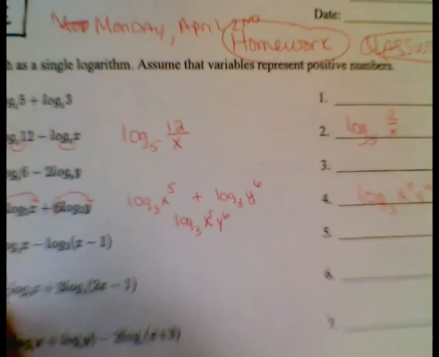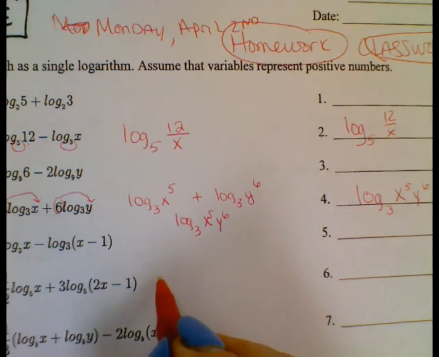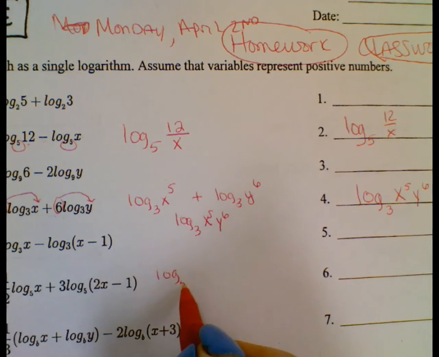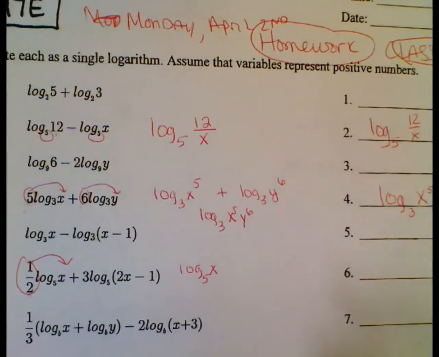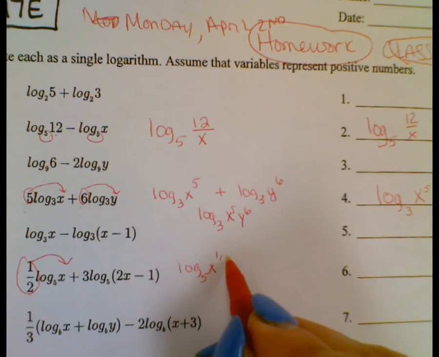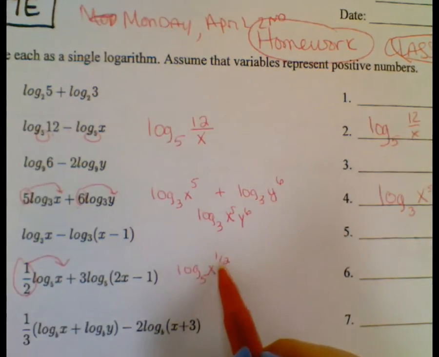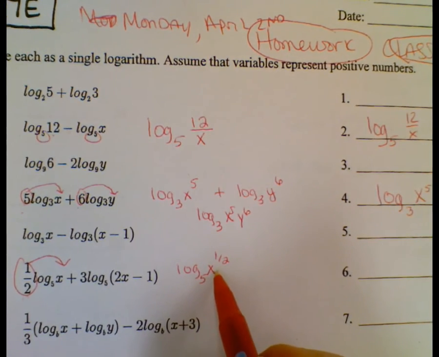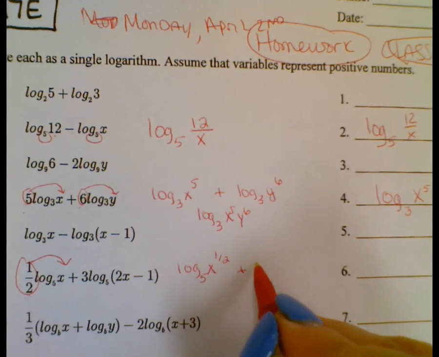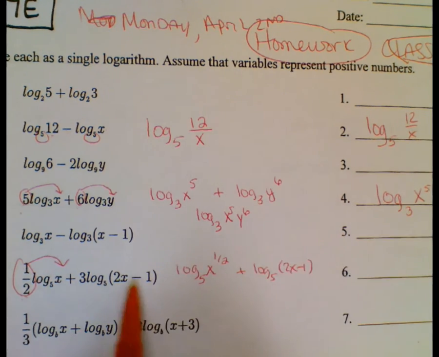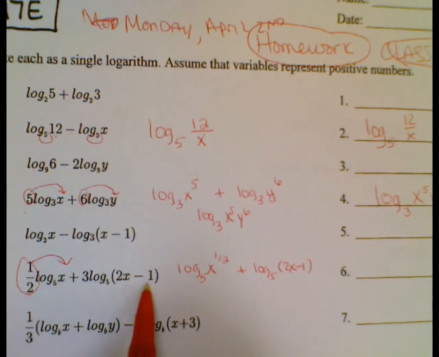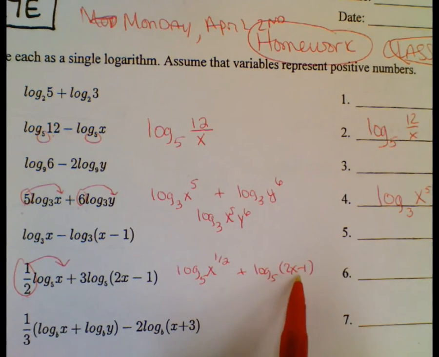Number 6. So do you see we have numbers out front again? So we're going to do this again. So we have log base 5 of x, and then this 1/2 is going to become its exponent. So we're going to have x to the 1/2. But you have to know that if you have x to the 1/2, that's really a square root of x. We're going to do that in the next step. Plus log base 5 of 2x minus 1. Make sure, you see how this is in parentheses? It's in parentheses because it's more than one term. So you should have that grouped together in parentheses.